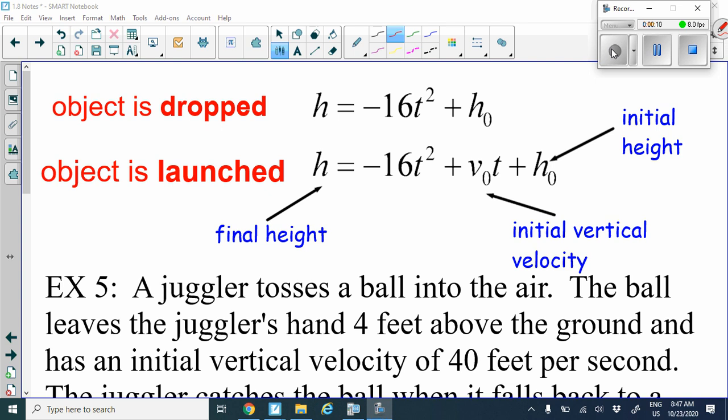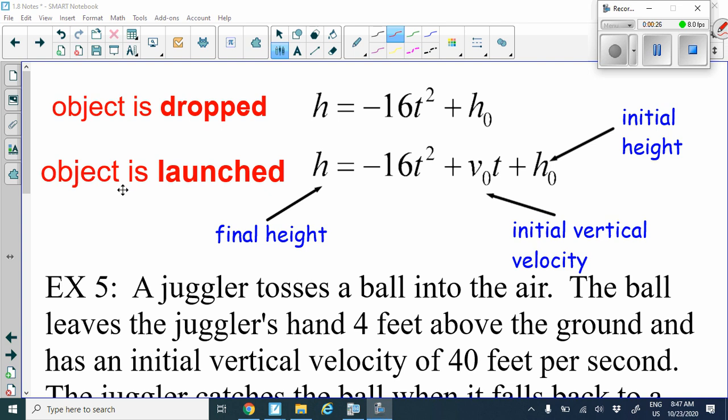Earlier in this unit, in 1.5, we talked about when an object is dropped, and we have the following formula: h equals negative 16t squared plus h naught. Remember, h was the final height, and h naught is your initial height.